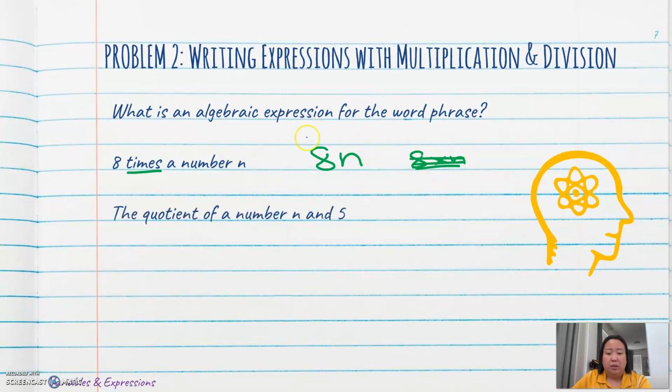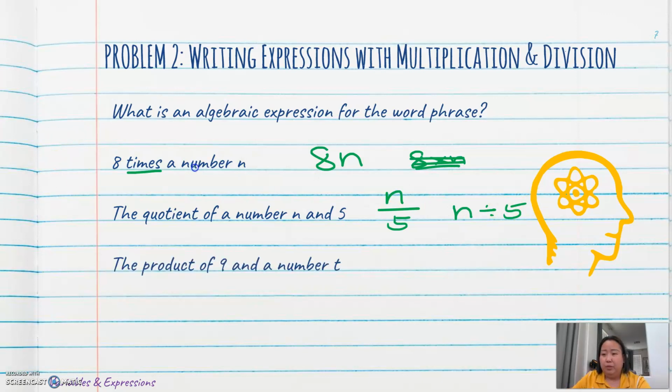So the next one will be the quotient of a number n and 5. This is going to be division because quotient is the answer in a division expression. And so whatever comes first, whatever was mentioned first, that is our dividend. So in our case, that's n, and the divisor will be the number 5. So you can write it as n over 5, or if you would stick with the usual division symbol, it's going to be n divided by 5.